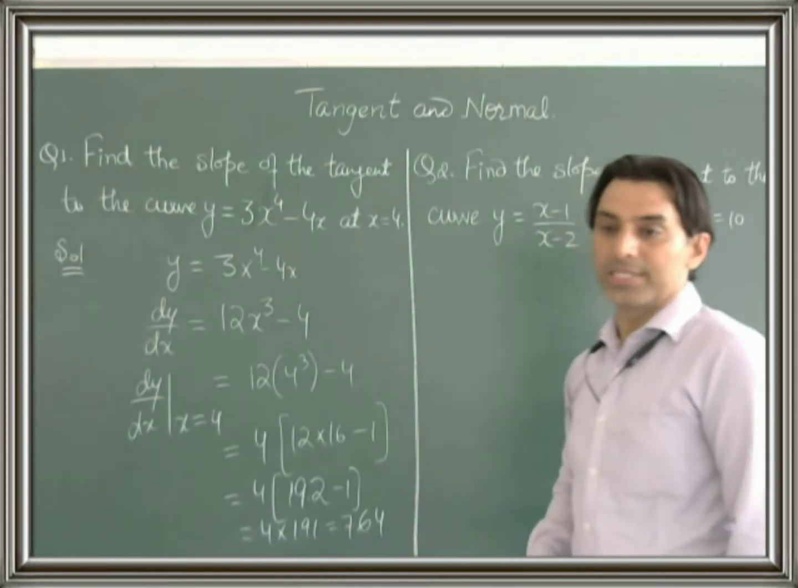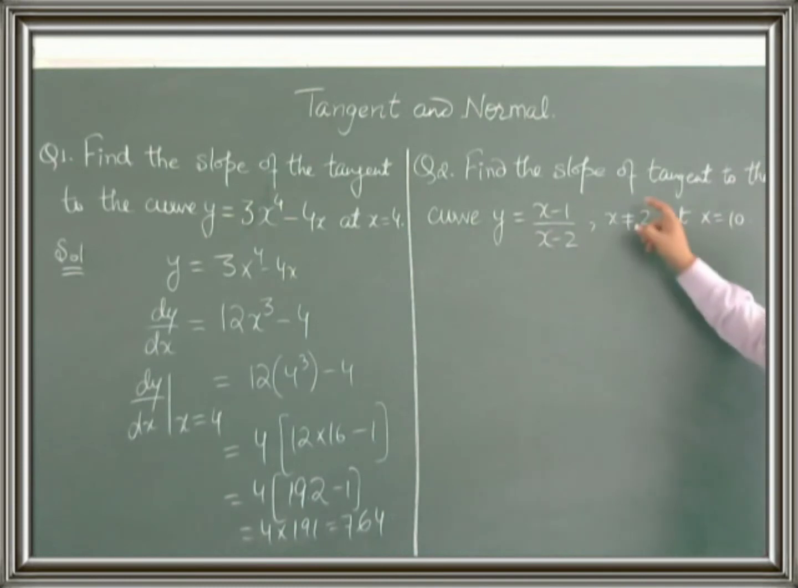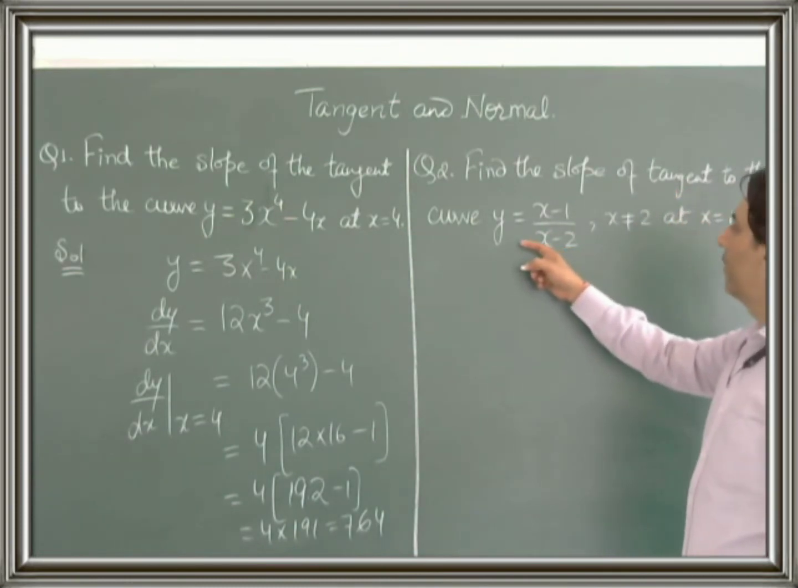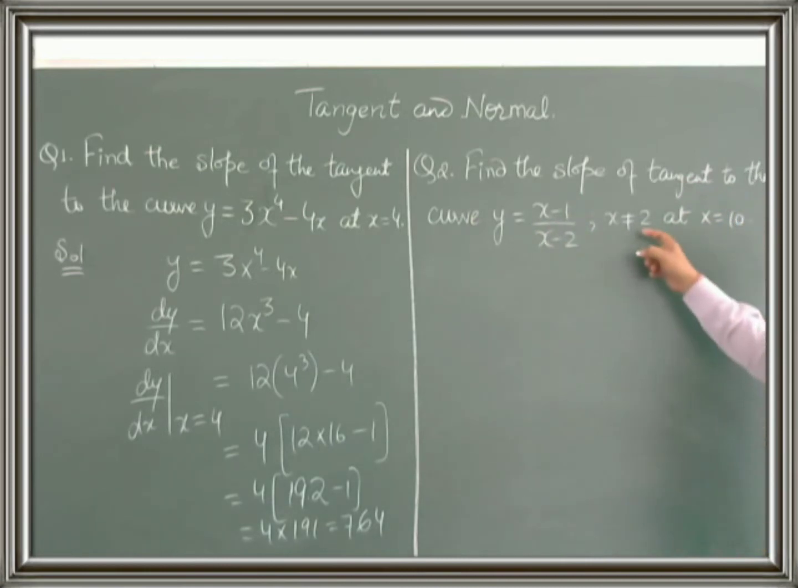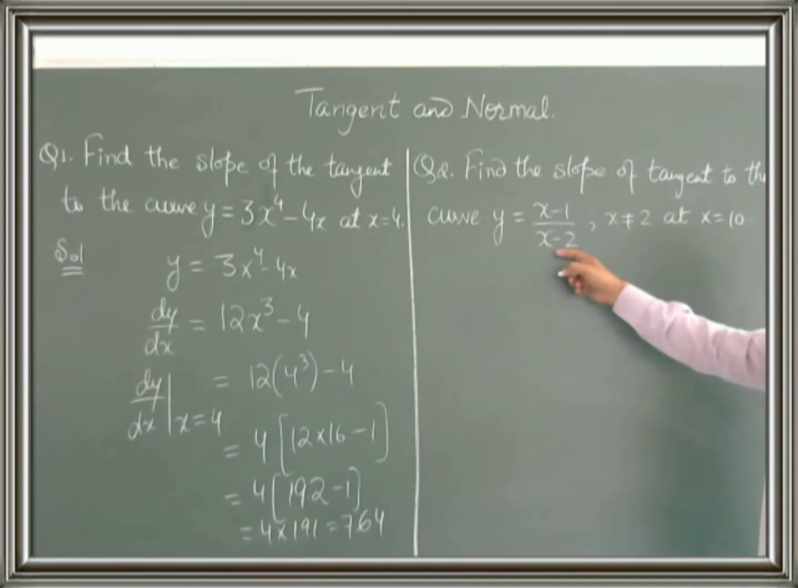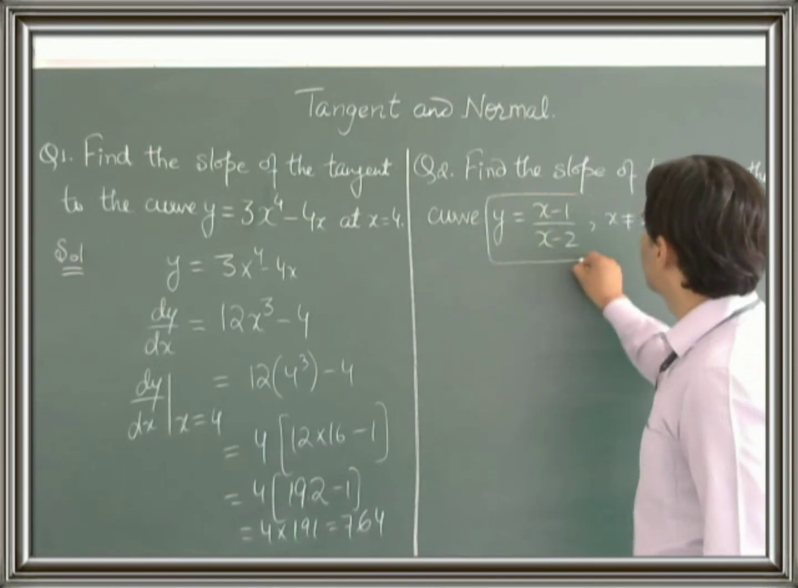It is 764. Similarly, we have the second example where you have to find the slope of the tangent to the curve y = (x - 1)/(x - 2), x is not equal to 2, because at 2 this function will become not defined. That's why we have written this condition here. At x = 10, you need to find the slope of this curve.